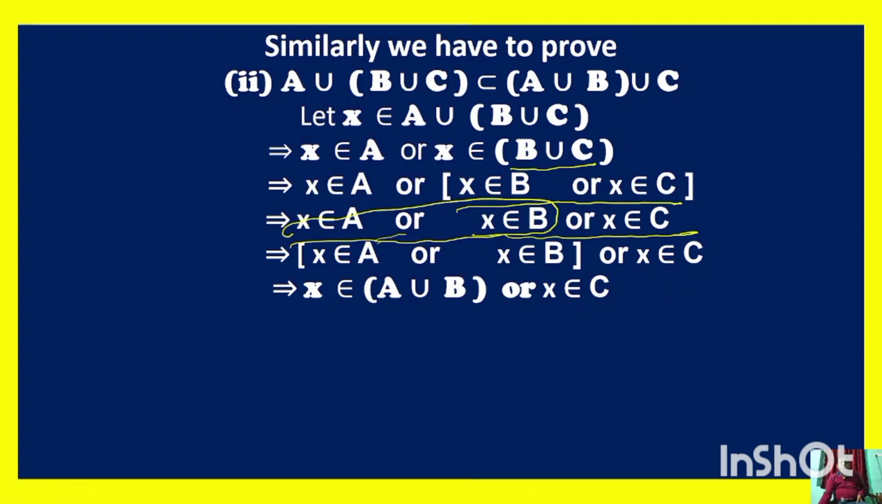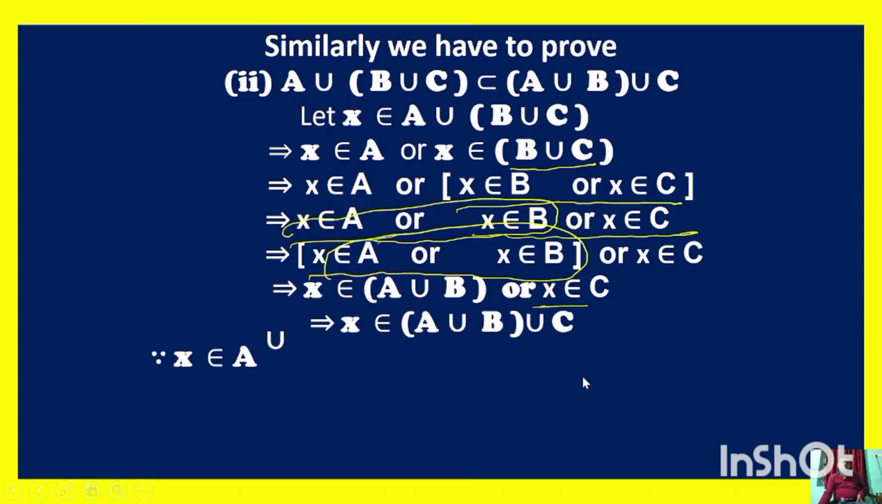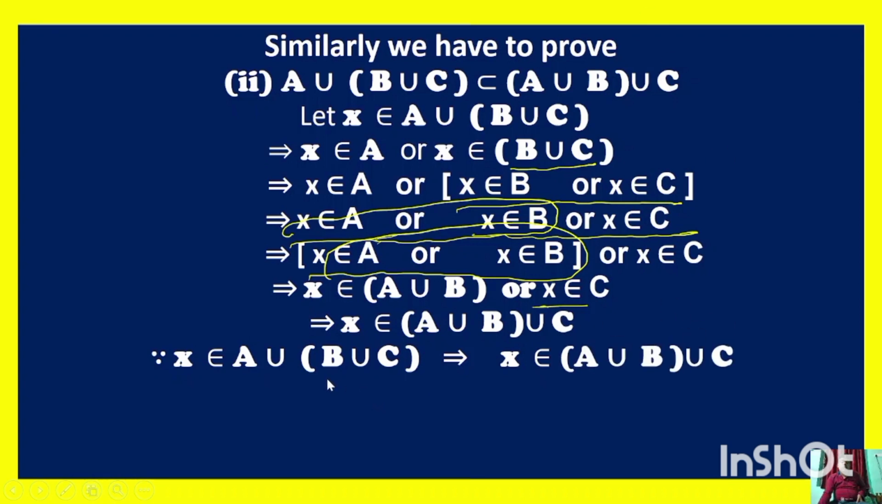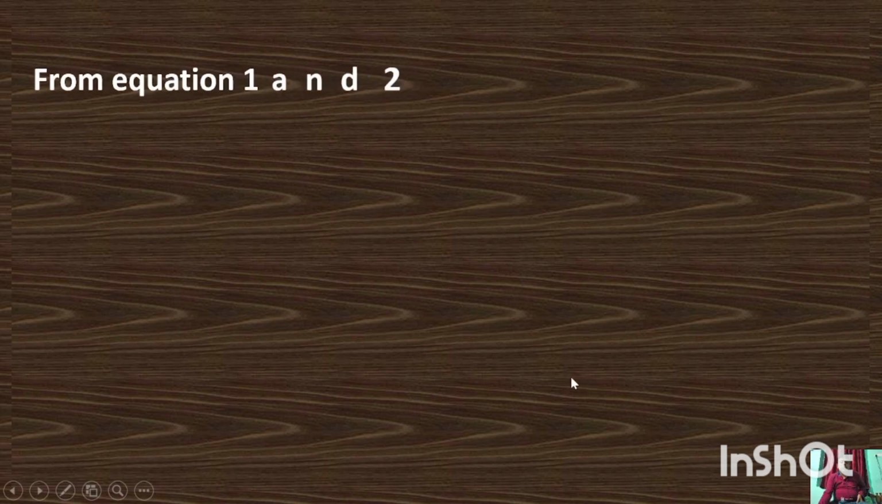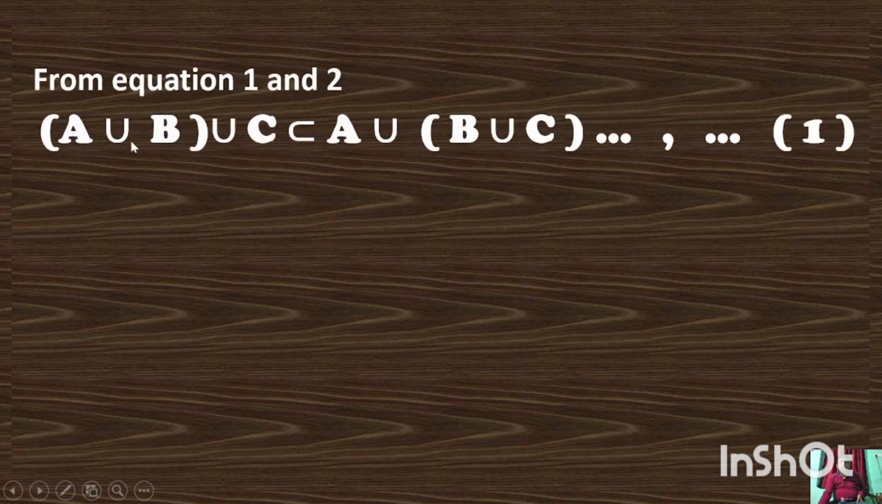It means X belongs to A union B, or X belongs to C. Thus we get X belongs to (A union B) union C. Since X belongs to A union (B union C), and also X is an element of (A union B) union C, from both the cases it is clearly understood that A union (B union C) is a subset of (A union B) union C. So from both points, from equations 1 and 2, it is clearly understood that (A union B) union C is a subset of A union (B union C), right?